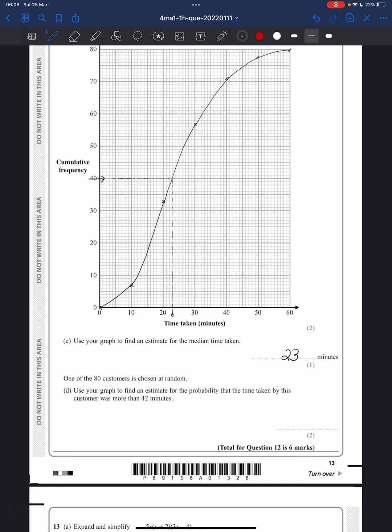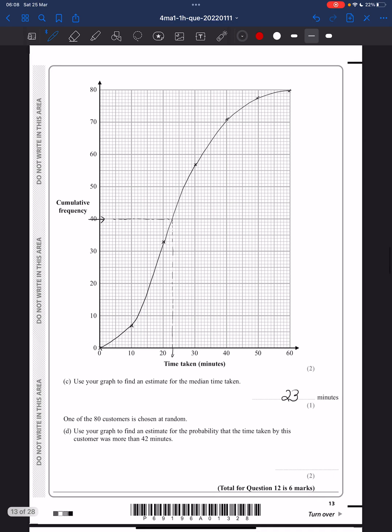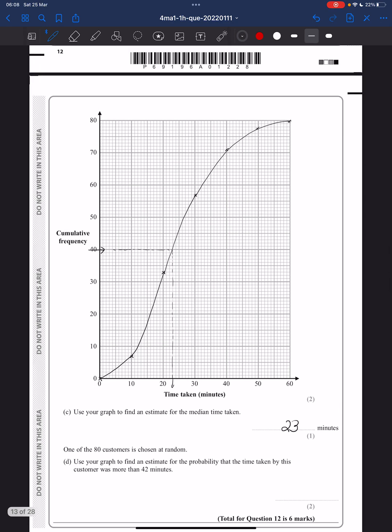One of the customers is chosen at random. Use your graph to find an estimate for the probability that the time taken by this customer was more than 42 minutes. So, 42 minutes, you go here. I'm reading up here. I should draw some dots. The reason to make sure you do some dots is so the examiner can see that you've done your method. So more than 42 minutes.